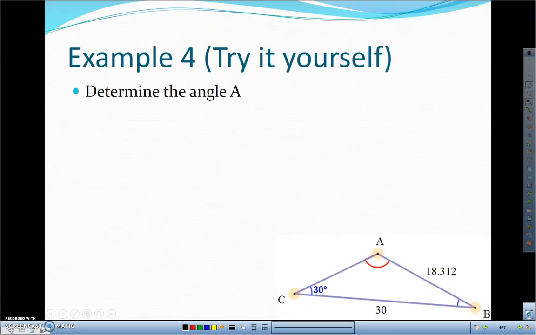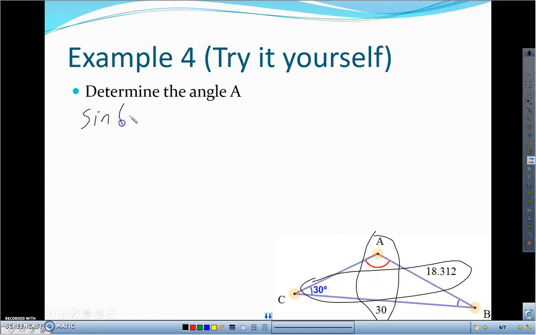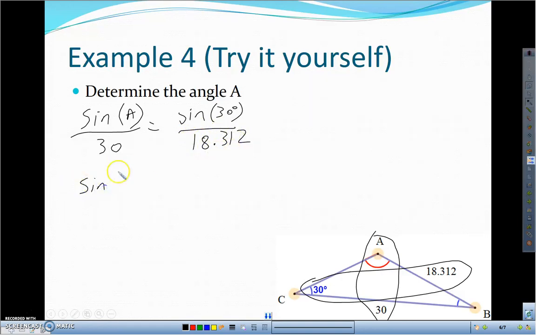Moving on, here we've got example 4. I encourage you to pause the video at this point to try and do this on your own. And this is where we're going to circle the pairs, A and 30 and 18.312. Sine A is the angle that we want to find over its corresponding side over 30 is equal to sine of 30 degrees divided by 18.312.